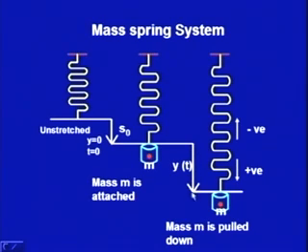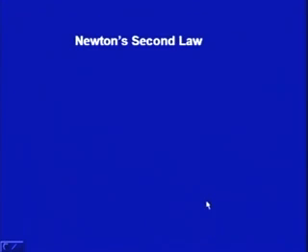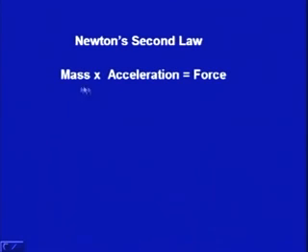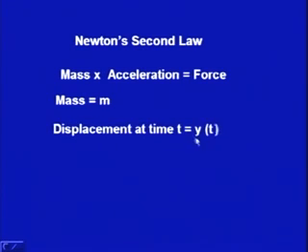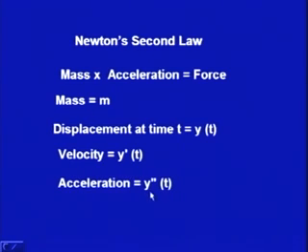Now, how is this system governed? This system would be governed by Newton's second law. What is Newton's second law? It says mass into acceleration is equal to force. The mass is given as m. For acceleration, if y is the displacement at time t, y of t, then velocity would be y dash t, the derivative of y with respect to t, and acceleration would be the second derivative, y double dash t. So, we have the mass and the acceleration. Now, what is the force?